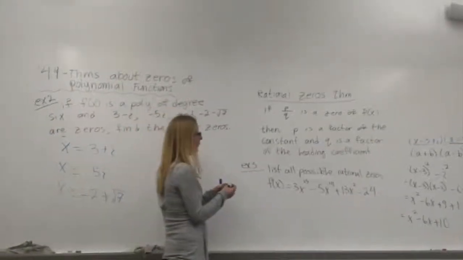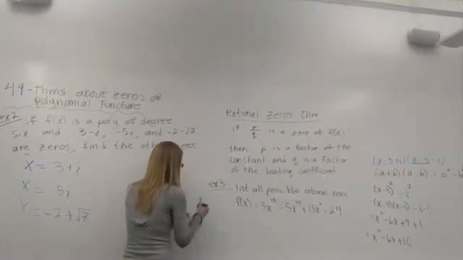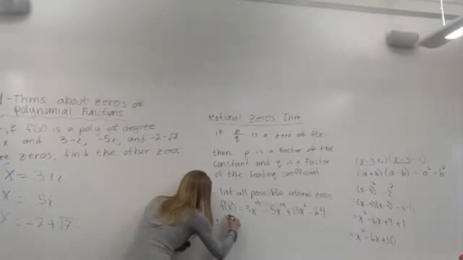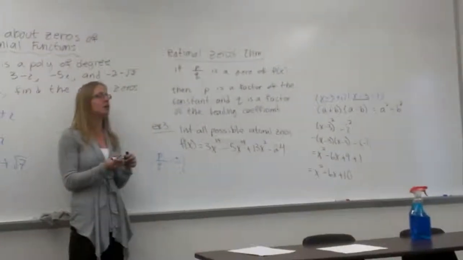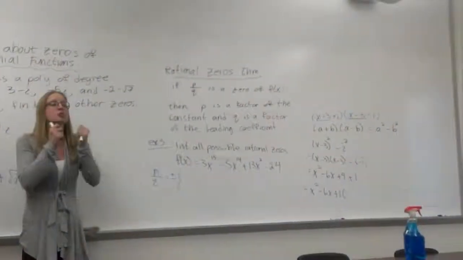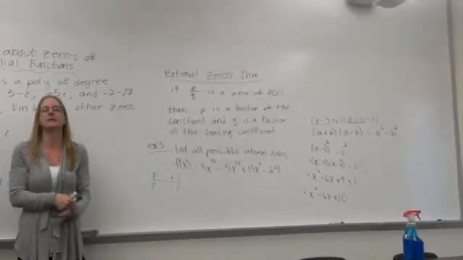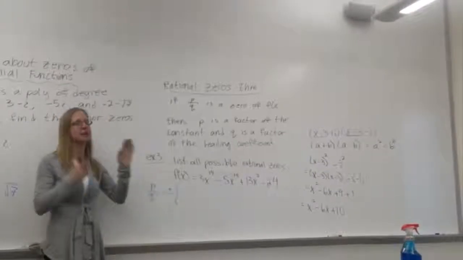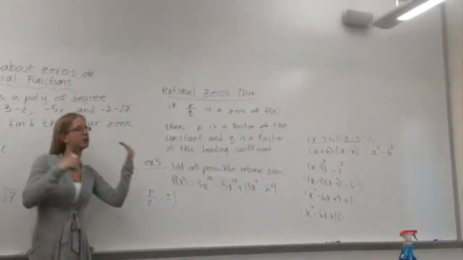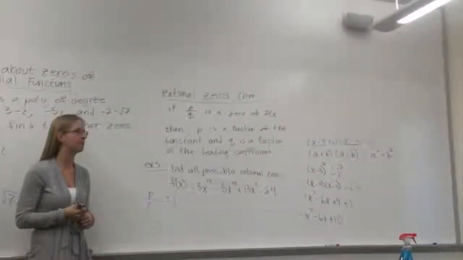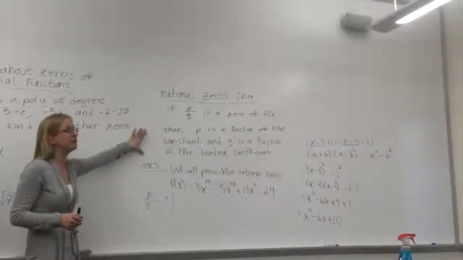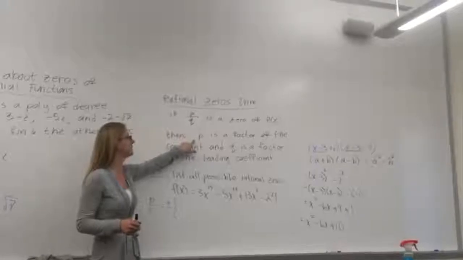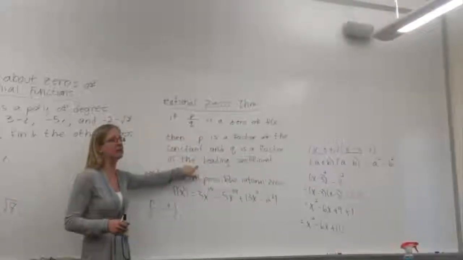Okay, so list all the possible rational zeros. So I'm going to talk about our p's over q's, and I'm going to do this plus or minus, because you don't know if the zeros are going to be positive or negative yet. You're stating the fact that they could be positive or negative. And what this theorem says is if p over q is a zero, then p is a factor of the constant and q is a factor of the leading coefficient.